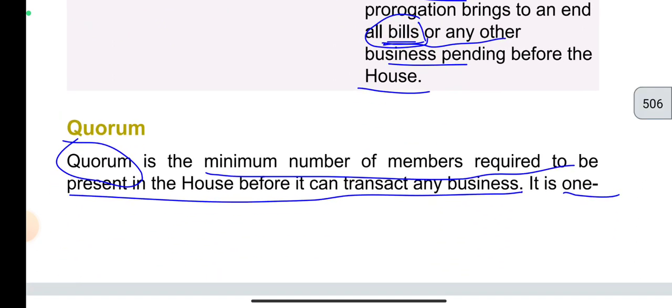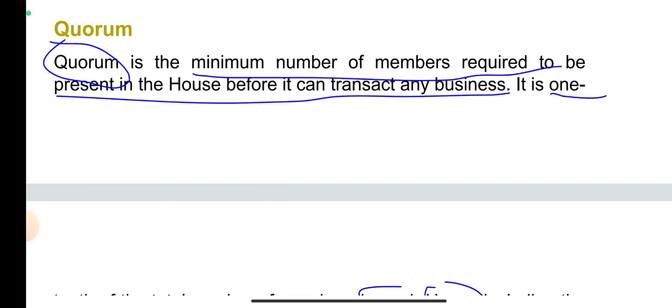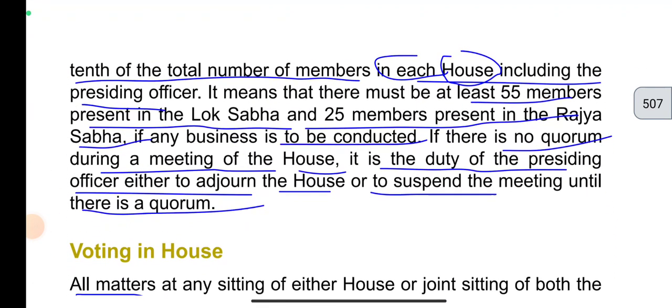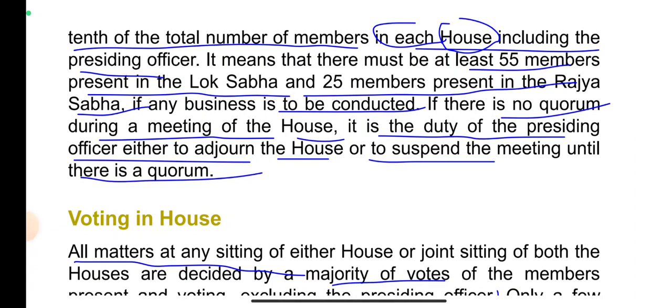Then quorum. Quorum is the minimum number of members required to be present in the house before it can transact any business. It is 1/10 of the total number of members in each house, including the presiding officer. It means that there must be at least 55 members present in the Lok Sabha and 25 members present in the Rajya Sabha if any business is to be conducted. If there is no quorum during a meeting of the house, it is the duty of the presiding officer either to adjourn the house or to suspend the meeting until there is a quorum.